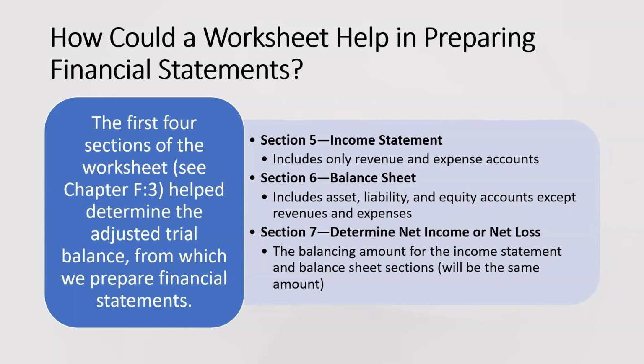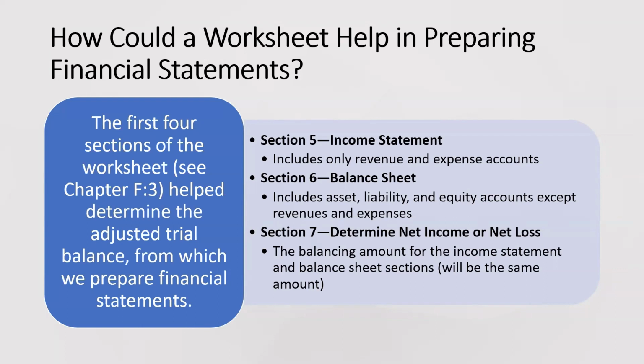Well, first, the income statement section exclusively contains revenue and expense accounts. You would transfer the revenues and expenses from the adjusted trial balance section into their respective columns within the income statement section.